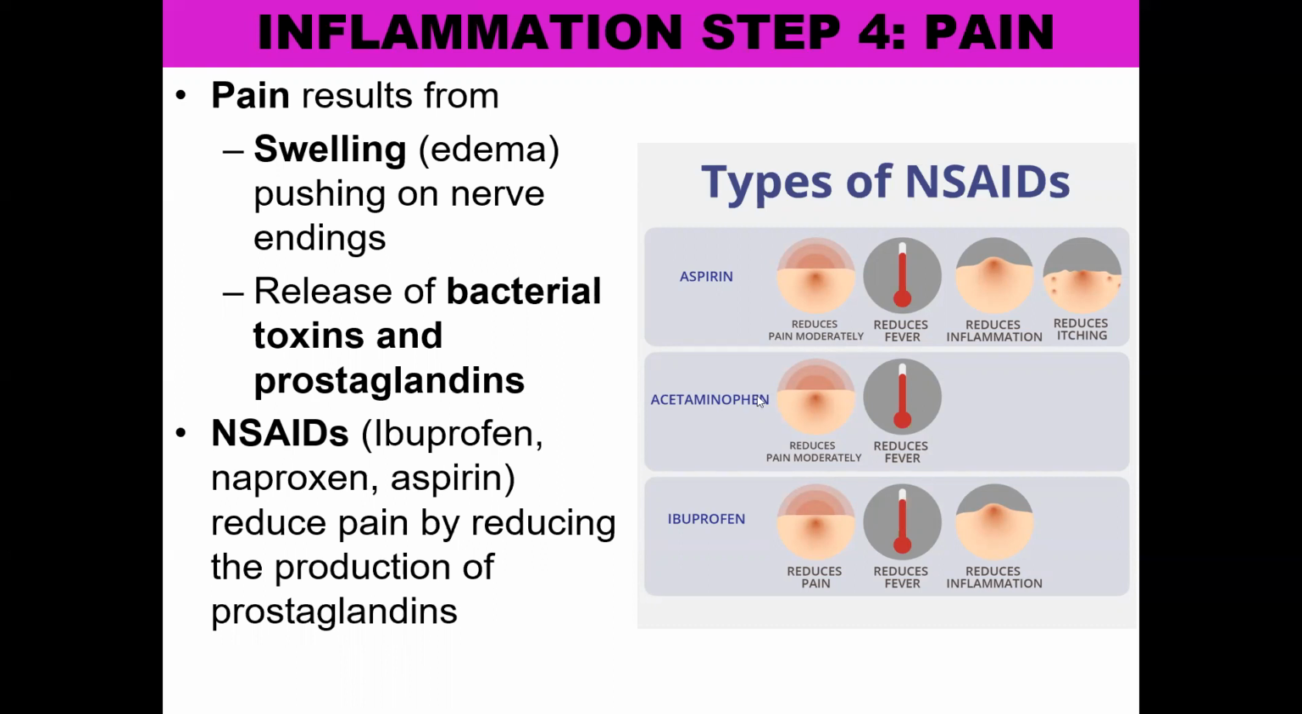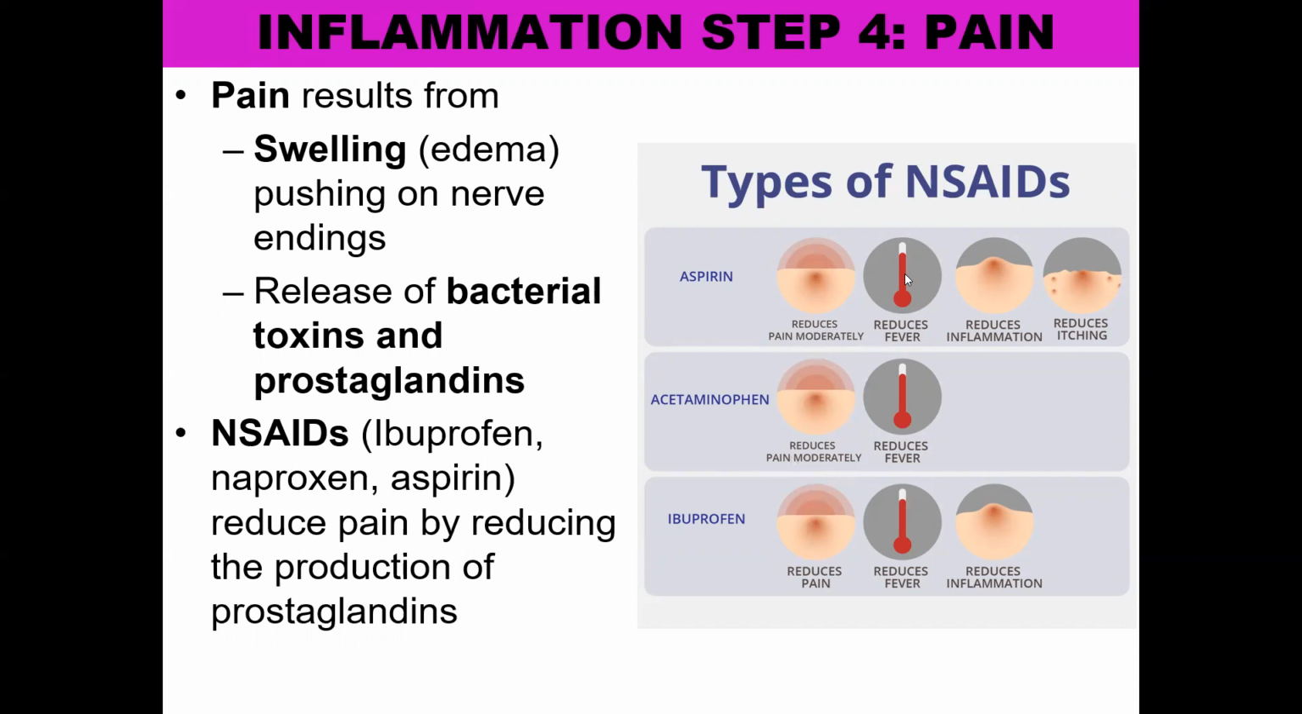Now, this chart, I pulled this off of the internet because it's really nice, and I like to show you that aspirin, as well as acetaminophen, Tylenol, ibuprofen is Motrin. Acetaminophen is not an NSAID, so I don't know why they put it on the chart, but I like it here because you can see all of these reduce pain. Ibuprofen is the best for pain.